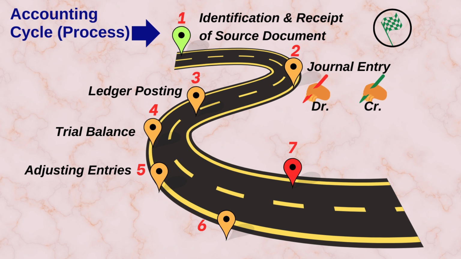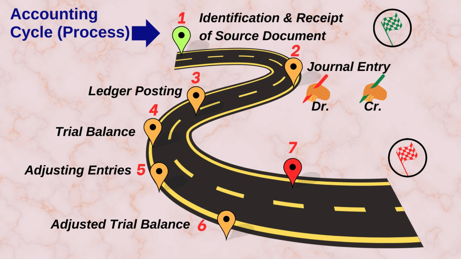Following the adjustment process, an adjusted trial balance is prepared to incorporate the effects of adjusting entries. The adjusted trial balance serves as the basis for preparing the financial statements. Finally, based on the adjusted trial balance, financial statements are prepared.